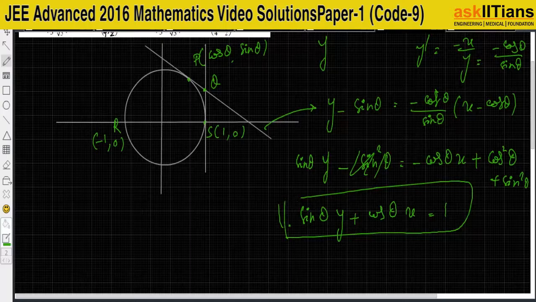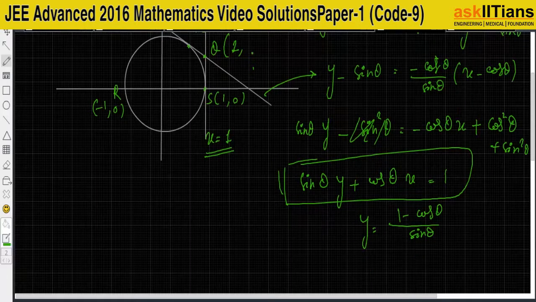And what is equation of tangent at S? At S, x equal to 1. This will be the equation of tangent. So let me find out point Q. X coordinate will be just 1. So put x equal to 1, I'll get y equal to 1 minus cos theta by sin theta. So this point is actually 1, (1 minus cos theta) divided by sin theta. This is point Q. Now I need to find out what is next.